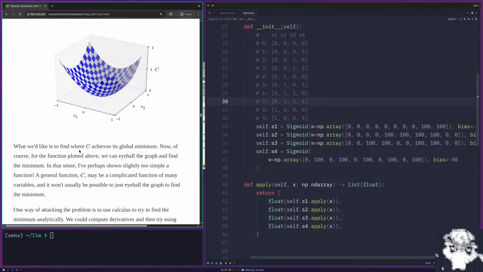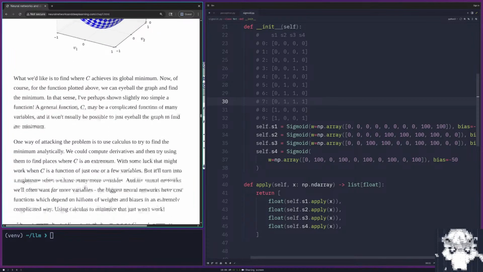What we'd like is to find where C achieves its global minimum. Now, of course, for the function plotted above, we can eyeball the graph and find the minimum. In that sense, I've perhaps shown slightly too simple a function. A general function C may be a complicated function of many variables, and it won't usually be possible to just eyeball the graph to find the minimum.